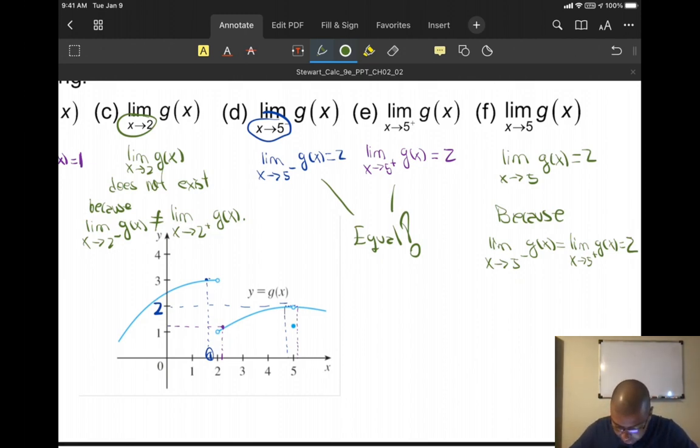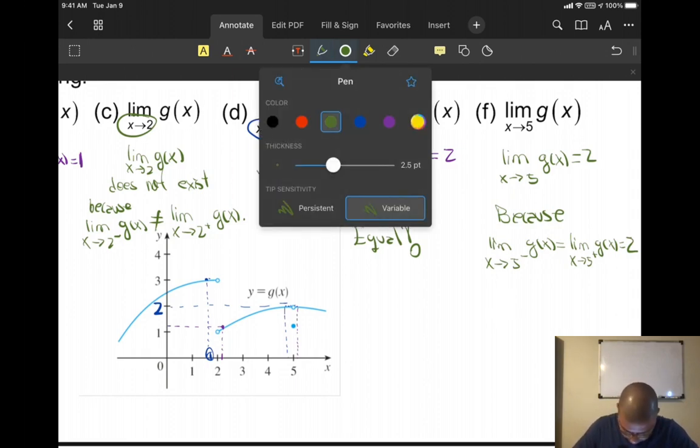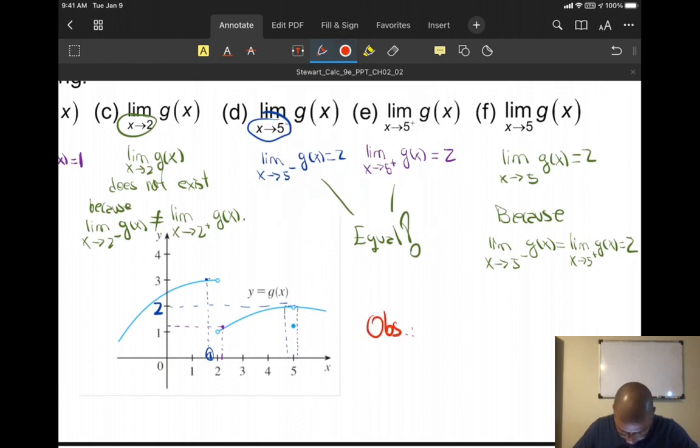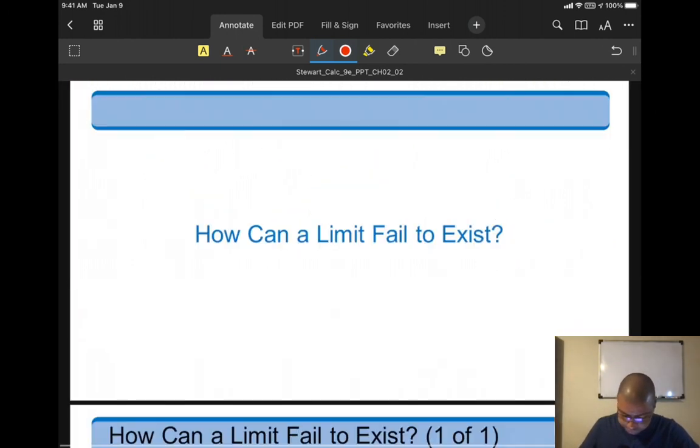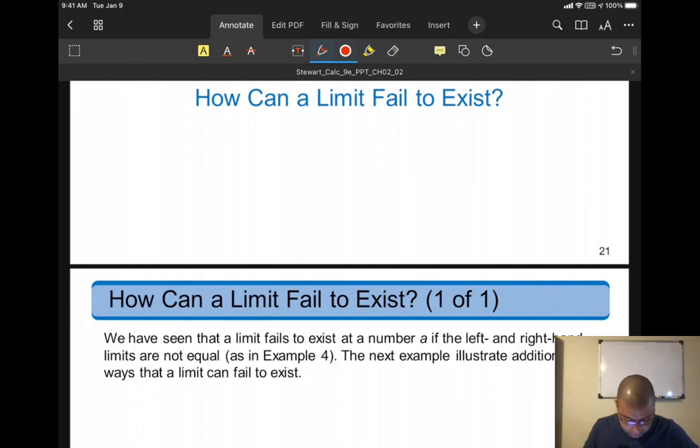Okay, note here that g of 5, so this I can write, it's like an observation, g of 5 equals 1, right? g of 5 is 1, which is where the filled in circle is, whereas g of 2 is undefined. We don't care. When we talk about limits, we don't care about g of 5 or g of 2. The point where we're going to, we don't care what happens there. We care about what happens around that point. Okay, let's keep going. Extend this a little bit, so let me go a little bit faster.